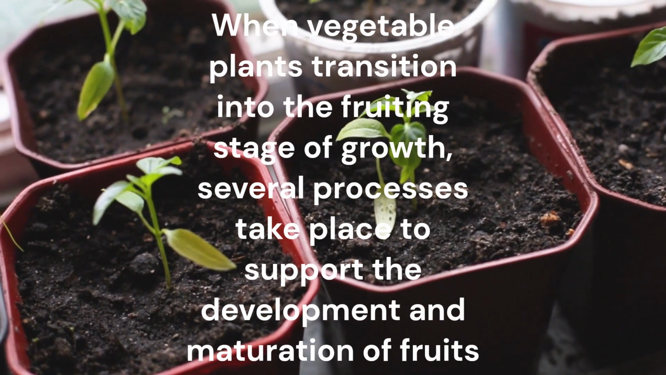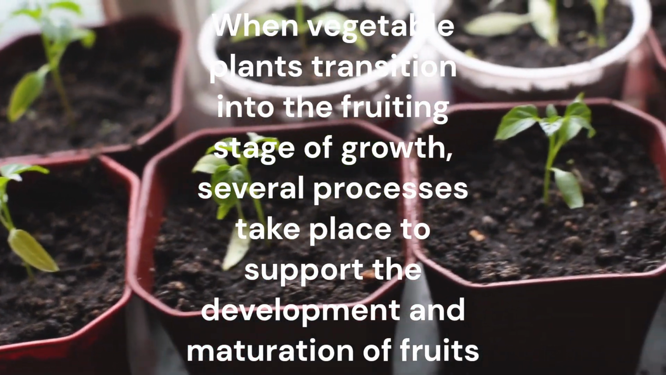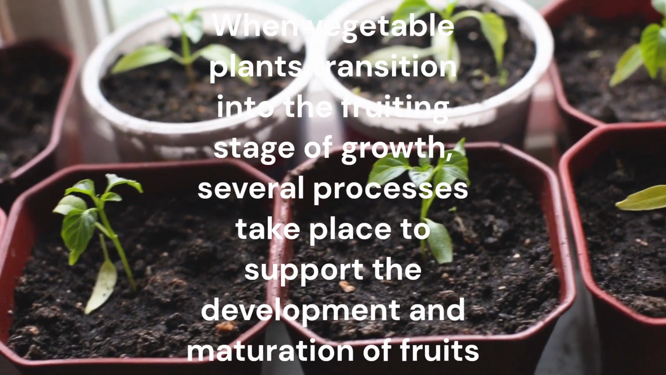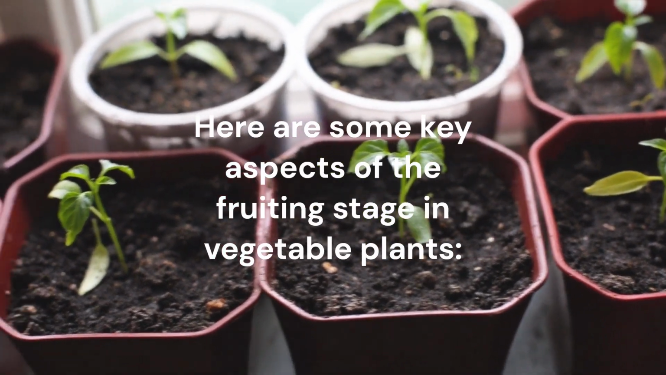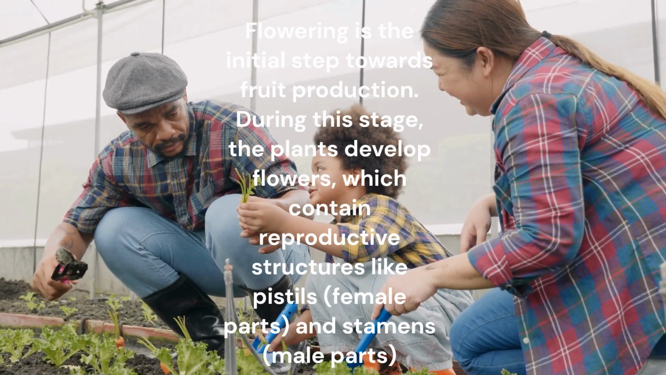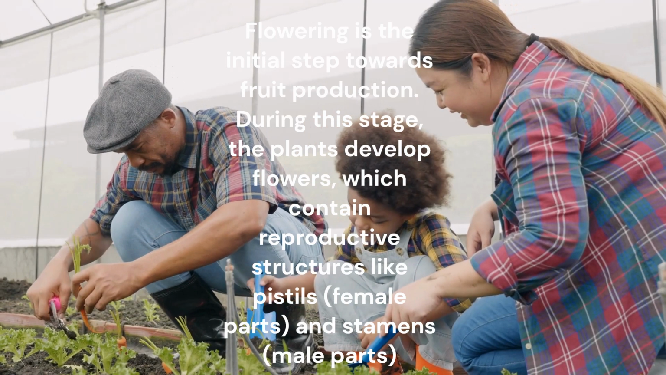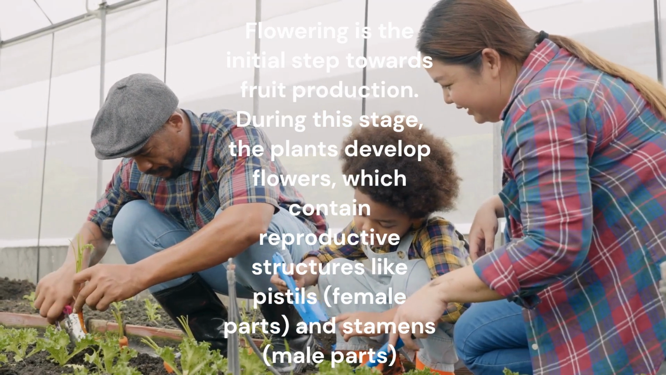When vegetable plants transition into the fruiting stage of growth, several processes take place to support the development and maturation of fruits. Here are some key aspects of the fruiting stage in vegetable plants. 1. Flowering. Flowering is the initial step towards fruit production.